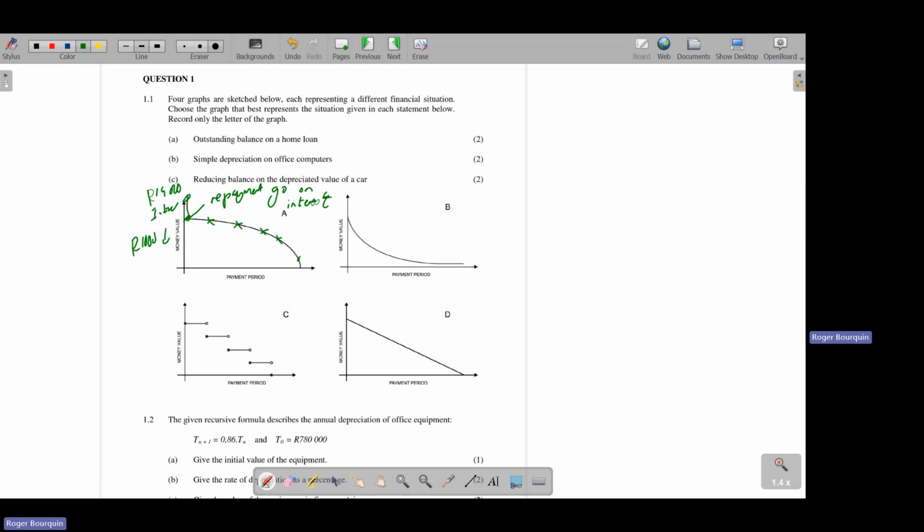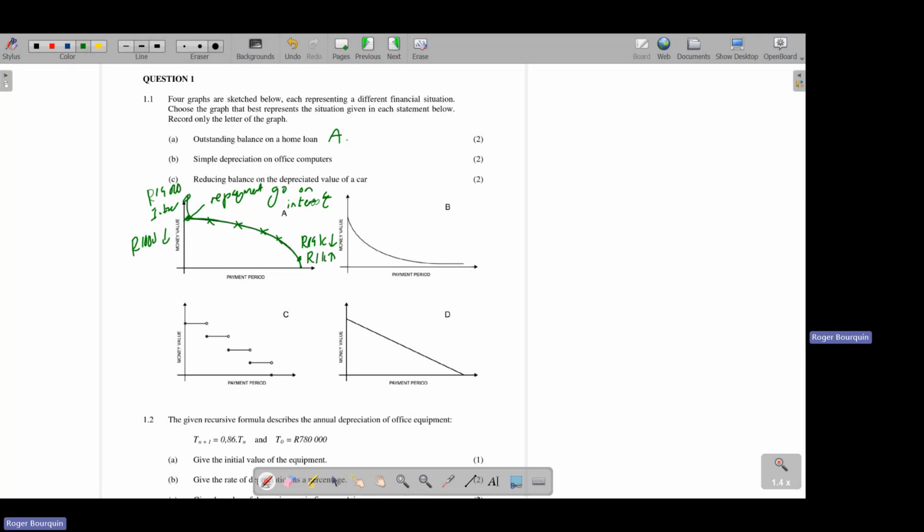What would happen is that now at this point over here, because you owe so little, the interest is low. So of the 20,000 Rand, 19K would go on bringing it down, and only 1K would go on the interest. So the outstanding balance on a home loan always has that general shape over there. So the answer for A, outstanding balance on the home loan, is A.